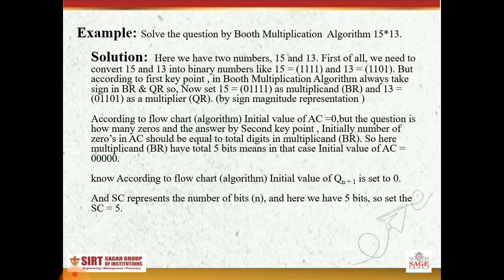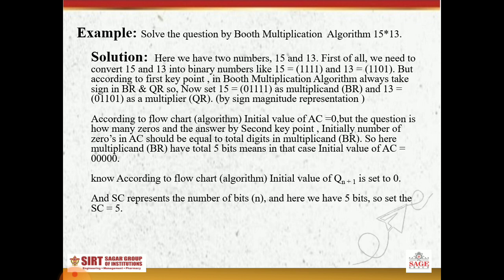First of all, we need to convert 15 and 13 into binary numbers, like 15 equal to 1111 and 13 is 1101. But according to the first key point in the Booth multiplication algorithm, always take a sign bit in BR and QR. So now set 15 equal to 0 1 1 1 1 as multiplicand in BR, and 13 equal to 0 1 1 0 1 as multiplier in QR by sign magnitude representation.